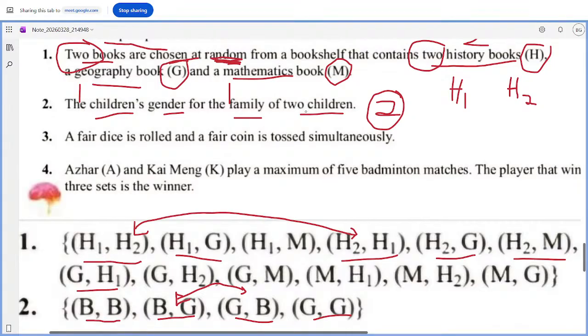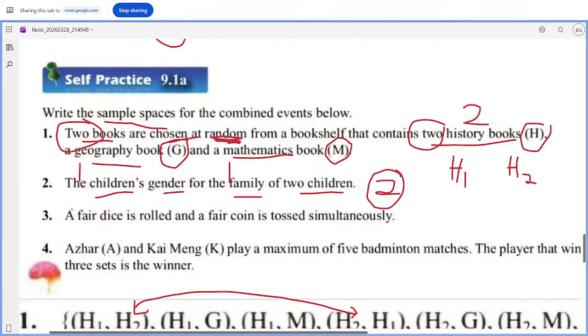Yes, correct. When the mother gives birth to the children, the order matters, right? Maybe the boy comes first, then the girl, or the girl comes first, then the boy. Correct? That is why we split it to 2 cases. Can you see, guys? It's also based on logic. So that's why we need to put 2 cases here. All right. Okay, next one, number 3.